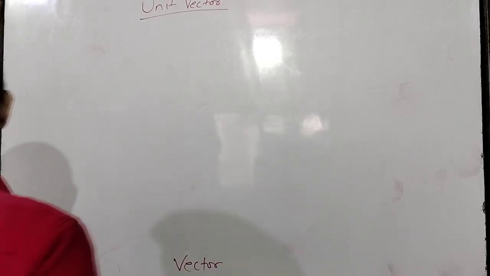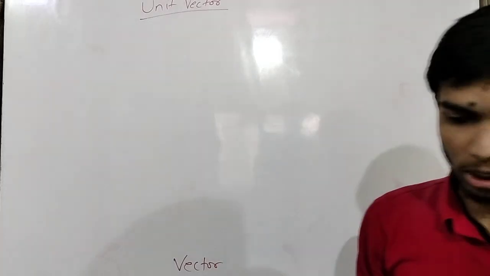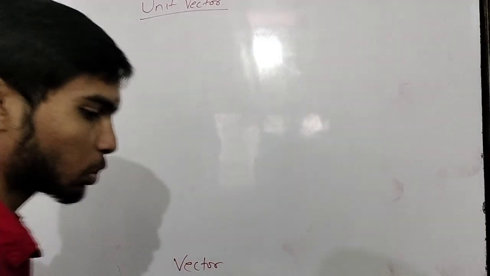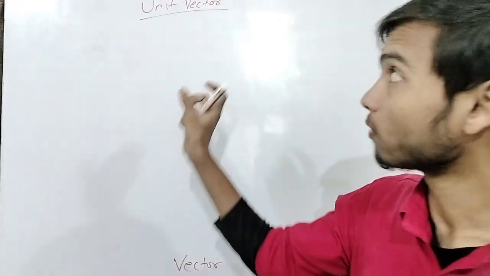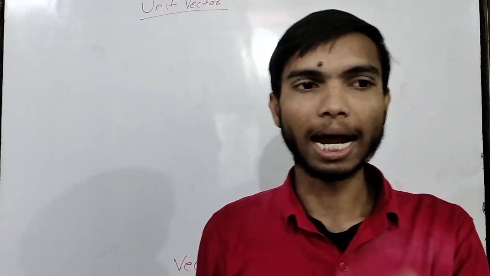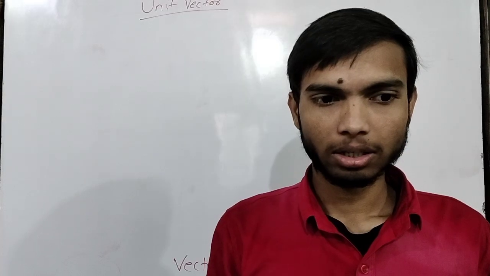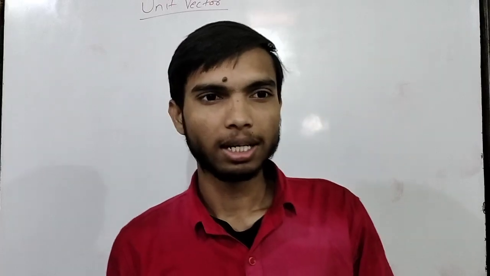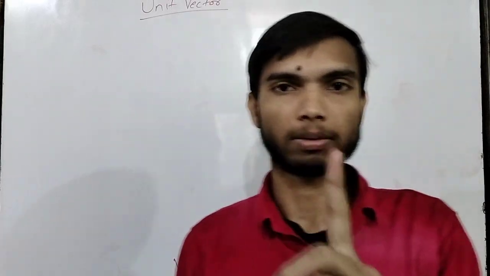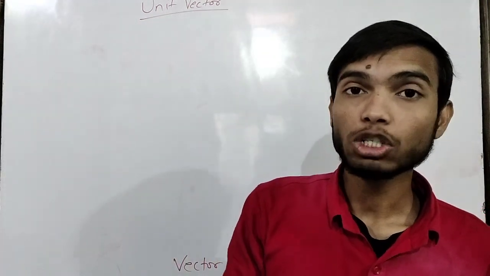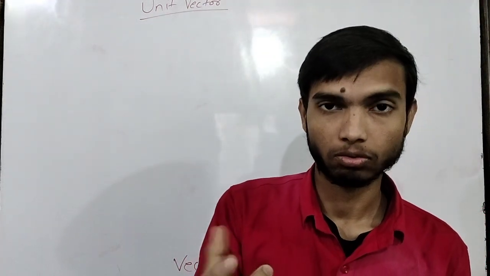So we were talking about the unit vector. The definition of this would be what? A vector whose magnitude is 1, and that's it. You might ask, what about the direction? Yes, the magnitude will always be 1 for this unit vector, but it is used for direction.